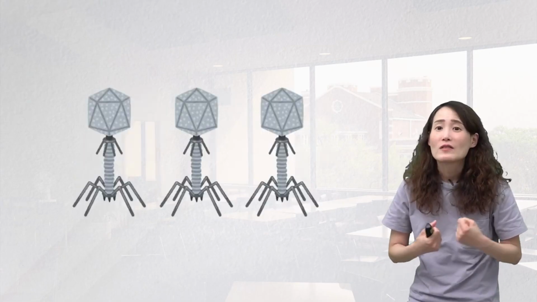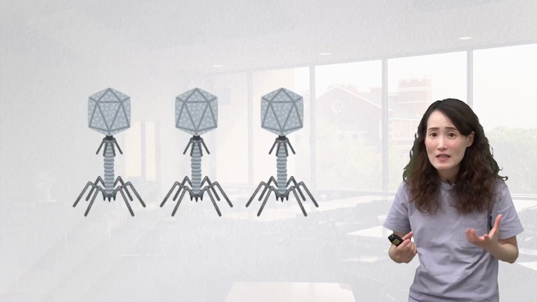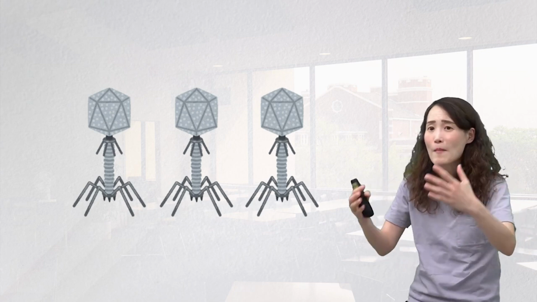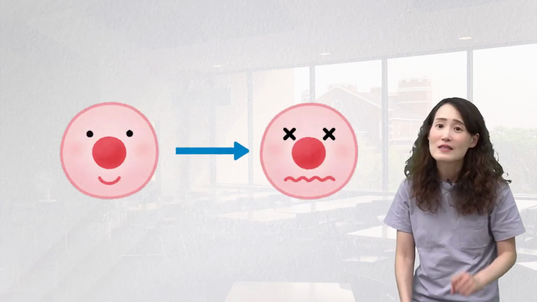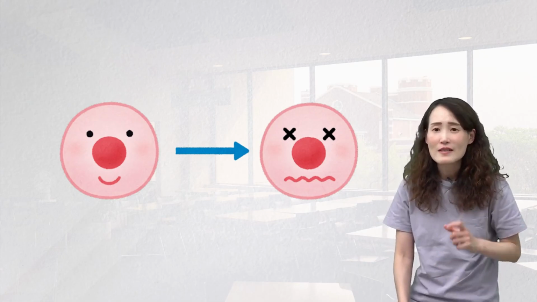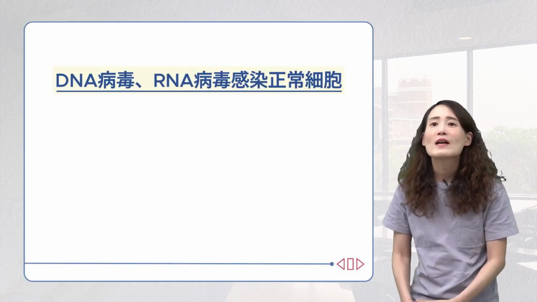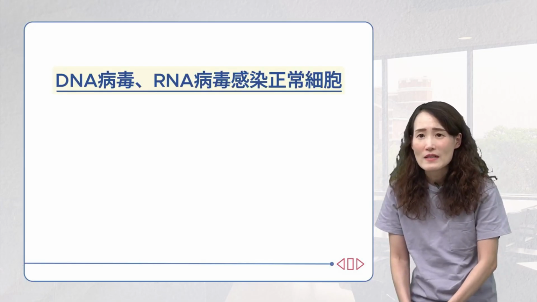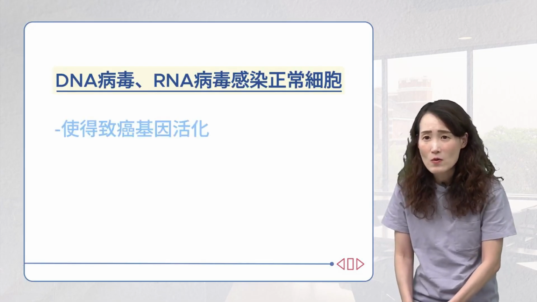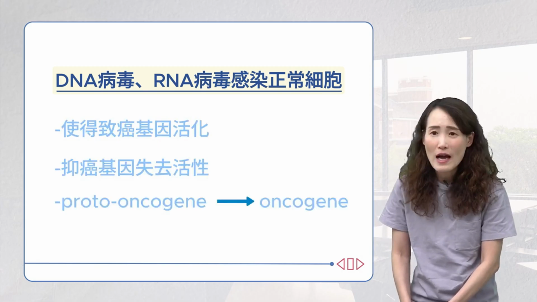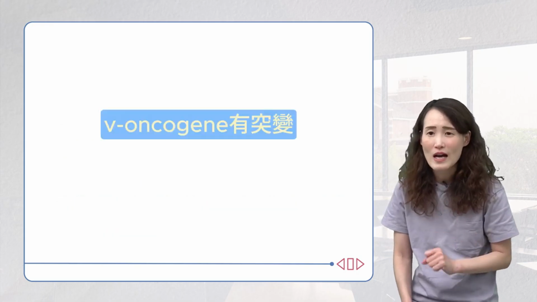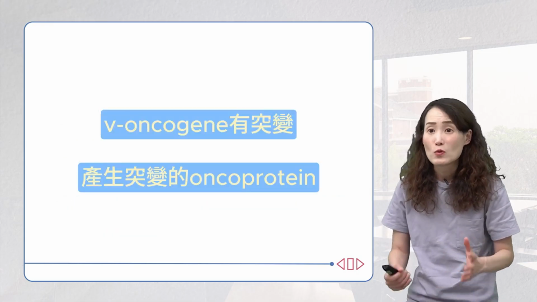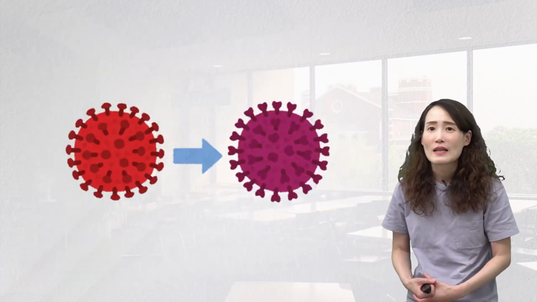Retroviruses are the same. Their viruses are very small, so after certain mutations, the mutated genes could be the genes they extracted from me. Originally, my genes were fine, but taken out and mutated, they become V oncogenes. Thus, the V refers to virus, and C refers to cellular. When DNA viruses or RNA viruses infect normal cells, they activate my carcinogenic genes and inactivate tumor suppressor genes. Proto-oncogenes become oncogenes, C-oncogenes become V-oncogenes. The V-oncogenes are mutated, leading to the production of mutated oncoproteins, which might cause my cells to achieve immortality.